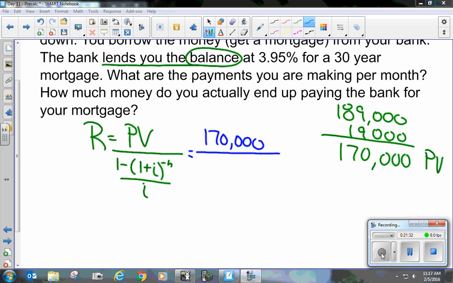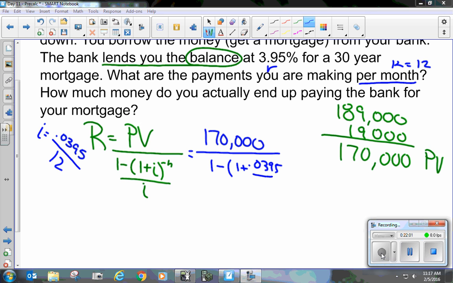All over 1 minus parentheses 1 plus. What is my I? It is 0.0395. Good. This is my R. Okay, and I need to change it from percent to decimal, 0.0395 over the number of payments a year. Well, per month would be 12. So 0.0395 over 12. I close this parenthesis, and it's negative 12 times 30, right? All over the I again.